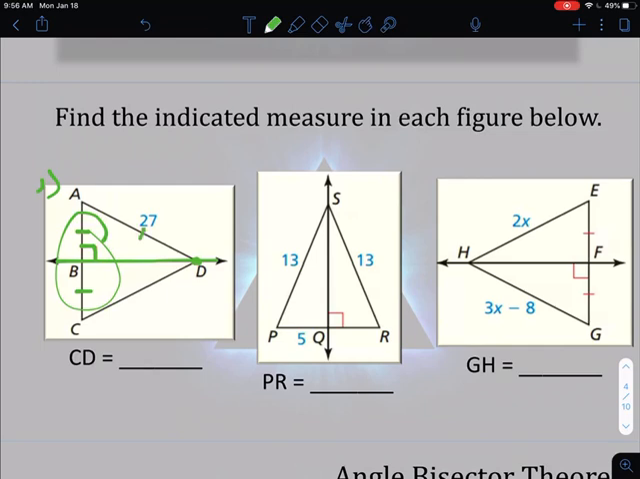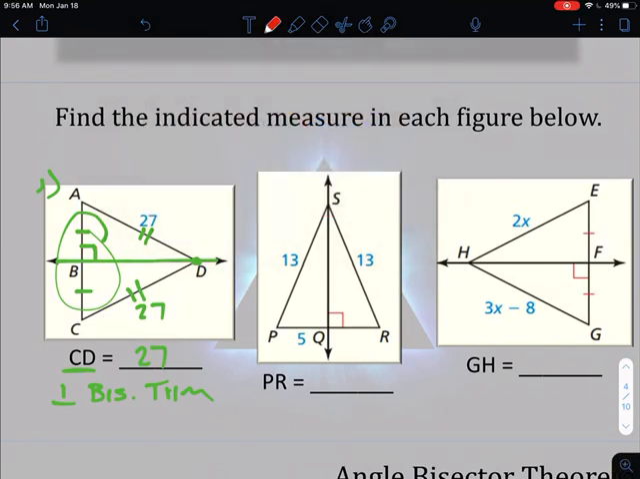So when I see point D out here, point D to point A is going to be the exact same distance as point C to point D. So when they ask for the distance from C to D here, A to D is 27, so C to D must also be 27. And that's because of that perpendicular bisector theorem.